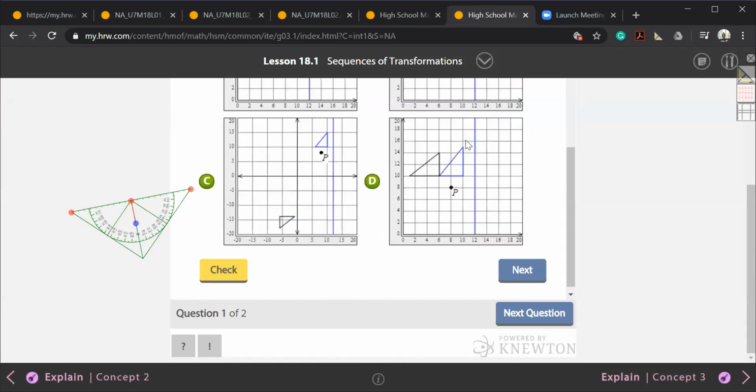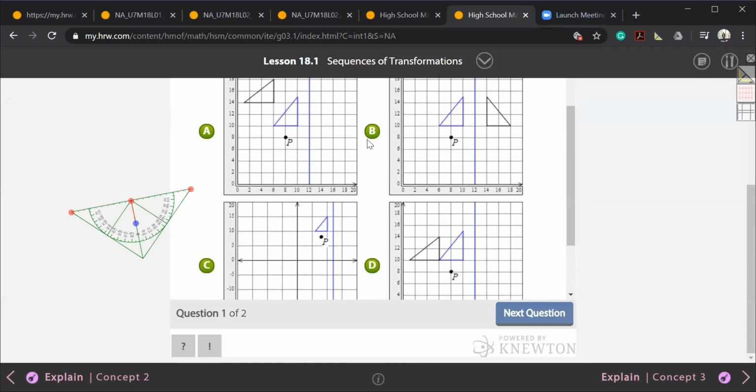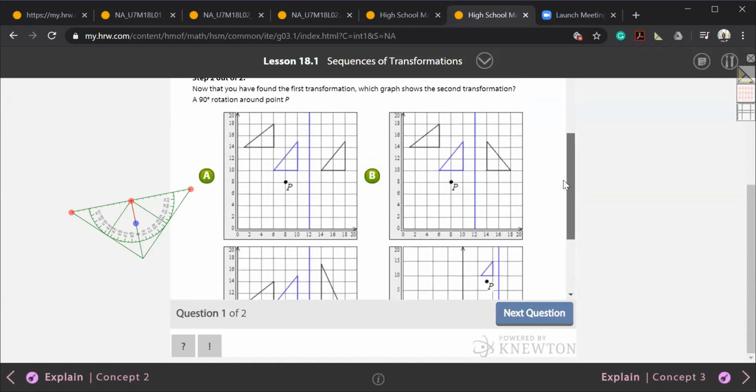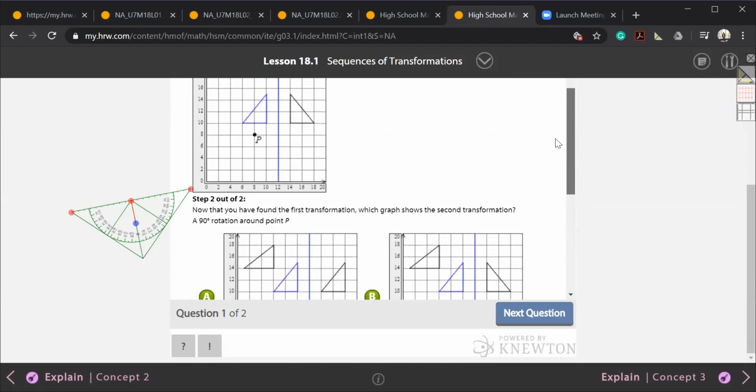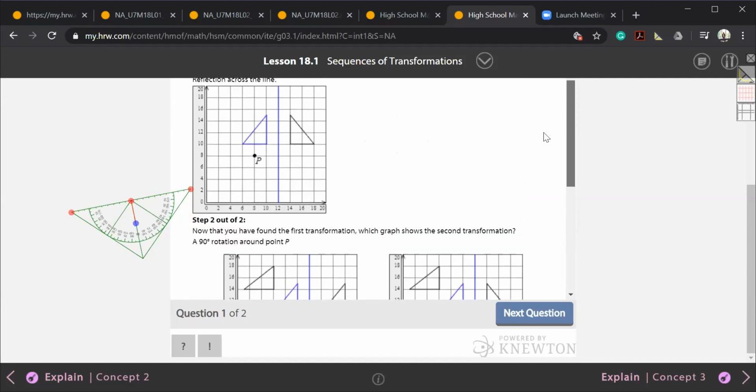So I will be having this shape. Yes, this will be B prime, this will be C prime, and this will be A prime in here. Okay, check. Yes, correct. Let's go to the second transformation. Step 1 is done. Let's do step 2.